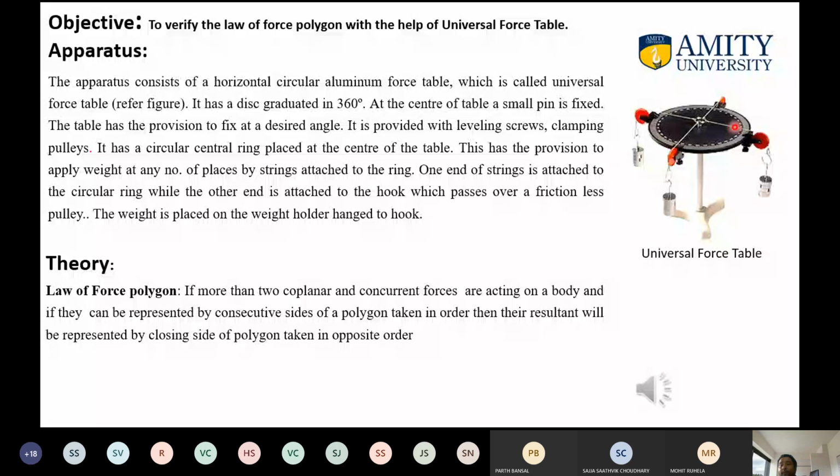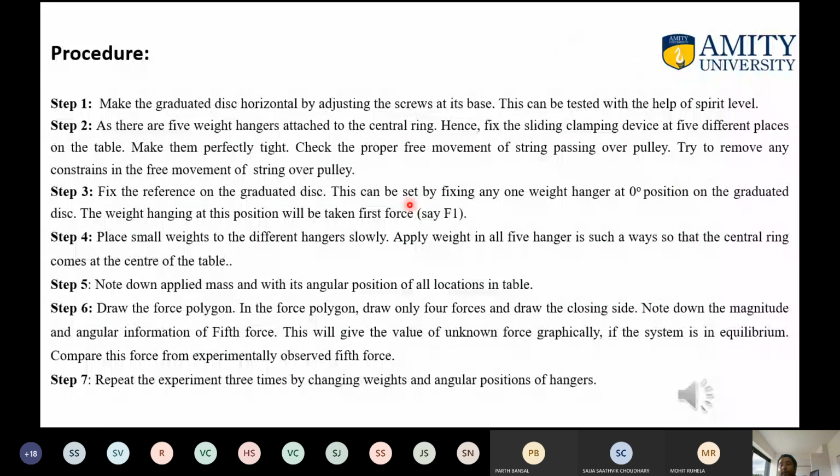This is the procedure we have to follow. The main thing you have to remember: 5 different weight hangers are attached to the central ring. Fix the sliding clamping device at 5 different places on the table. Make them perfectly tight. This is the first step. Then you simply put all the weights, and after putting the weights, you have to see that the ring is in the proper position. So place the small weights on different hangers slowly and apply the weight on all 5 hangers in such a way that the central ring comes to the center of the table. This is the first step you have to do.